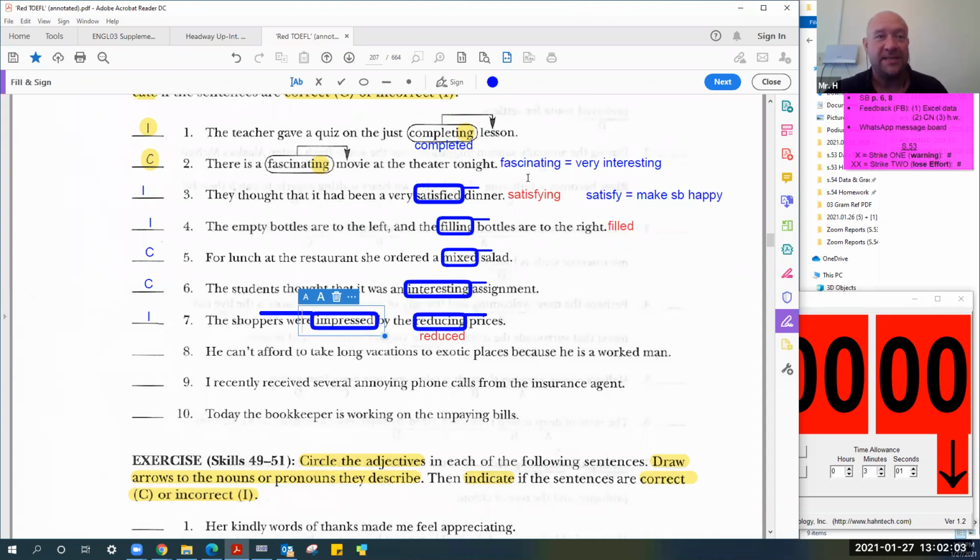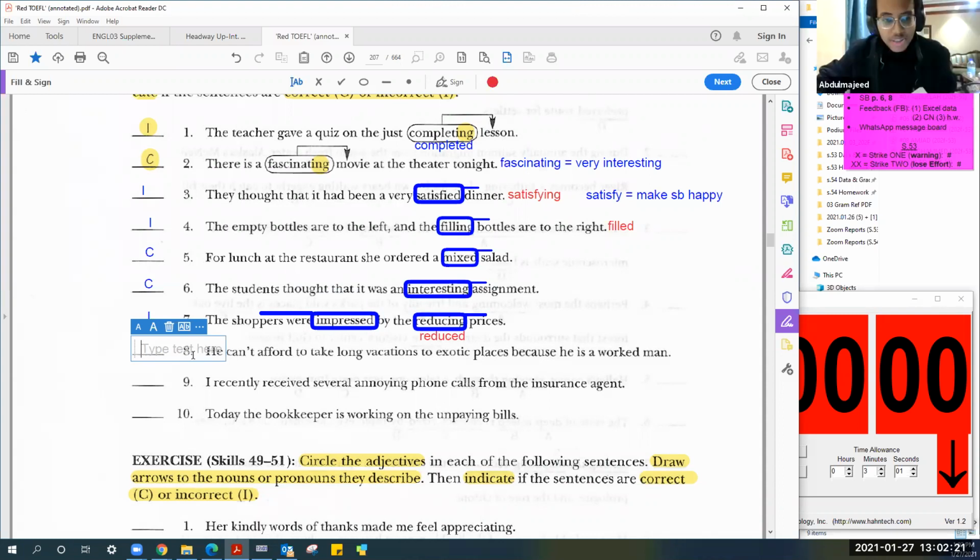All right, Yazid, try number 8. What do you think? Is it correct? Yazid, I think he's frozen. Okay. Abdul Majid, your hand is up again. Are you trying to talk? Yes, right now.